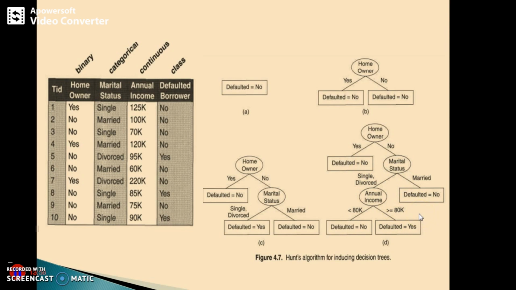I do not have to further classify here. Anyways, my attribute list also got over. Only 3 attributes I have. Further classification is not required. This is called pure classification, and this is our Hunt's algorithm. I hope it is clear.